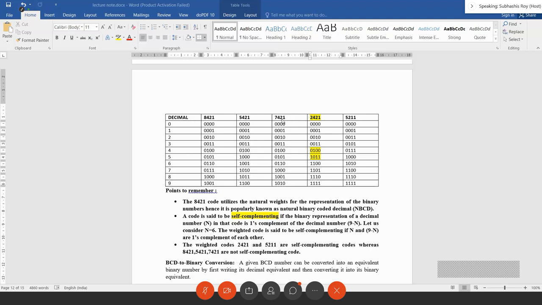Suppose you are using 7421, or let me use 5421. Now we are using 5421. So what is the representation of 4? The representation of 4 is 0100. And what is the representation of 5? The representation of 5 is 1000. Now, are these two representations one's complement of each other? The answer is no, that means this is actually not a self complementing code.